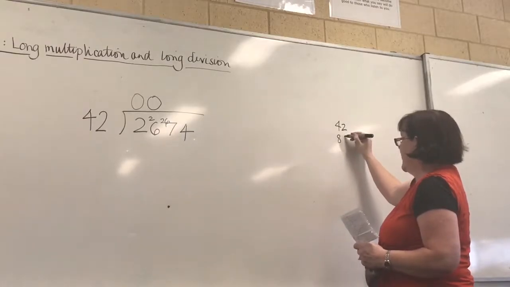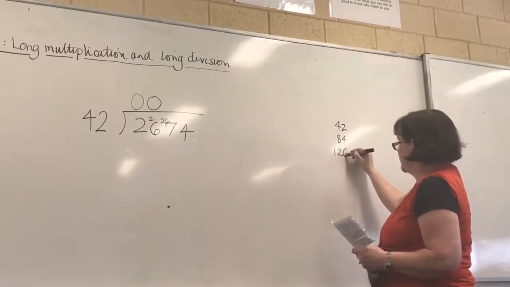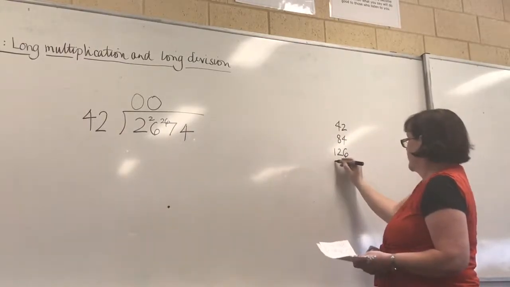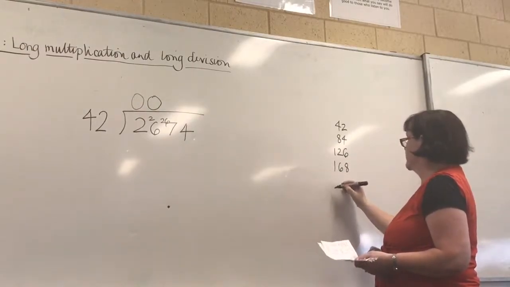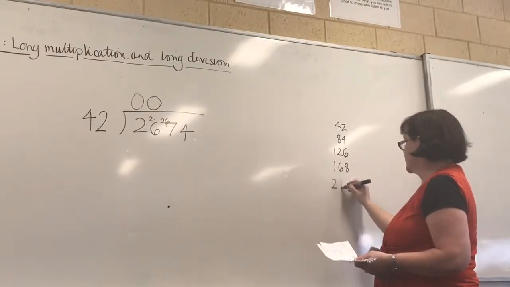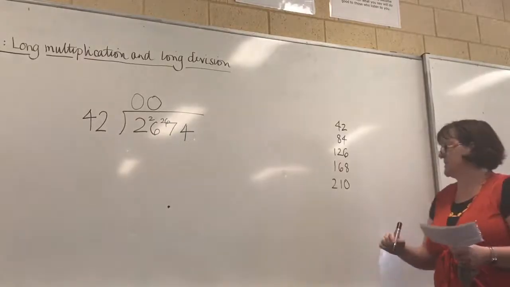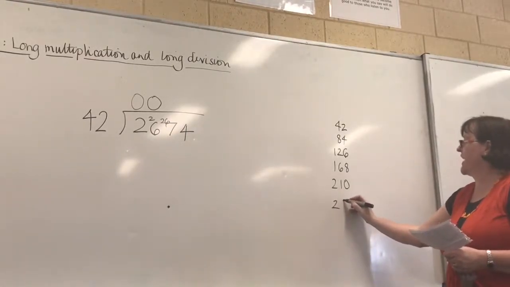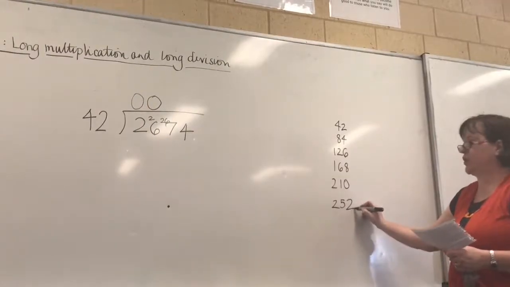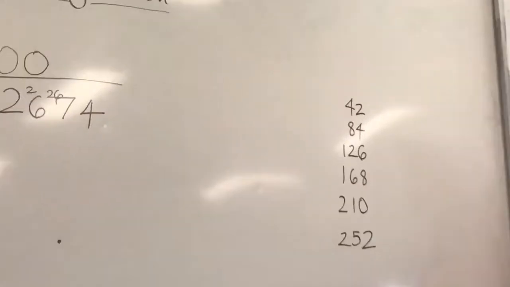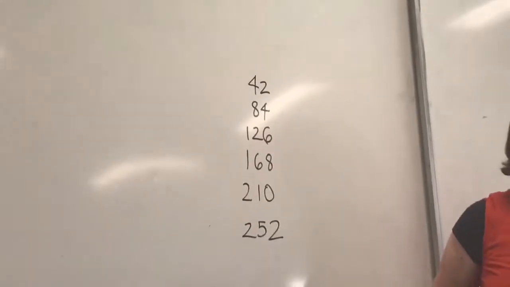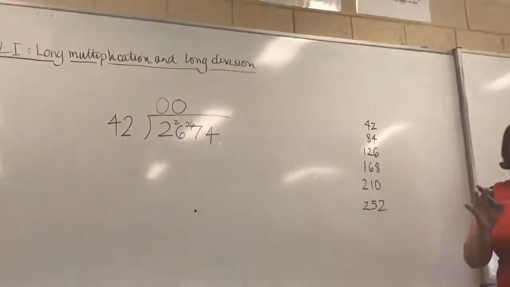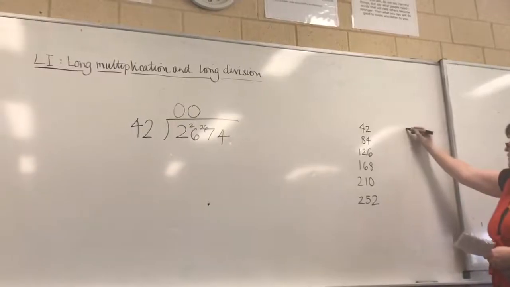Now again, you could do it by doing the multiples. You could do 42, 84, 126, 168, 210. Is that right? Yeah. 210. Yeah. 252. You could do it that way, or you could think to yourself, okay, I think there might be about 5. Let's have a look.